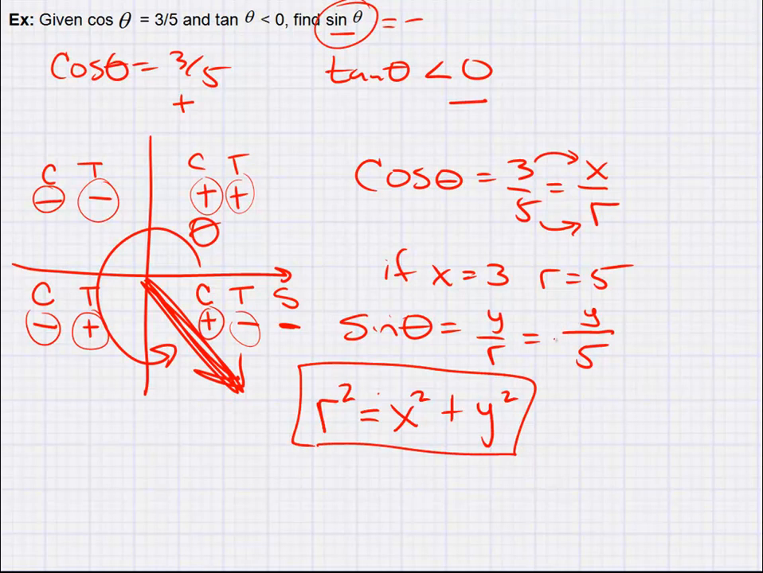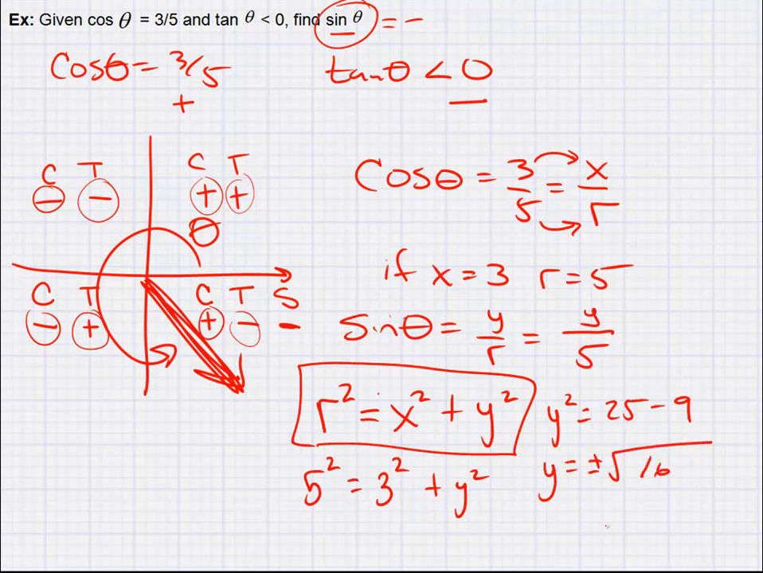Well, here I know what x and r are, and I need to find y. Well, r is 5, so 5 squared. X is 3, 3 squared. Now I need to find y. So just solve this equation for y, and you got your answer. If you do that, you get y squared equals 25 minus 9. So y equals plus or minus the square root of 16. So plus or minus 4. You get 2 answers. But we know that sine would have to be negative.